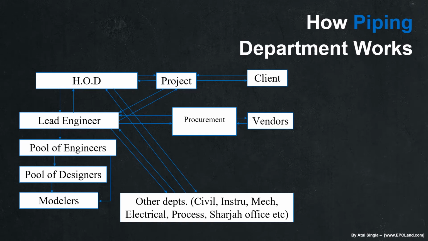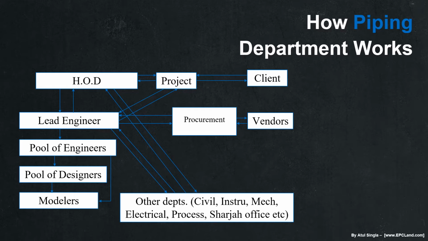Now here let us try to understand how a piping department works. As we know, in any department there will be a few stakeholders. For example, the HOD, that is the head of the department, will be there. Then there will be a lead engineer, a pool of engineers, then a pool of designers, then maybe some modelers. So these many people will always be there in a piping department.